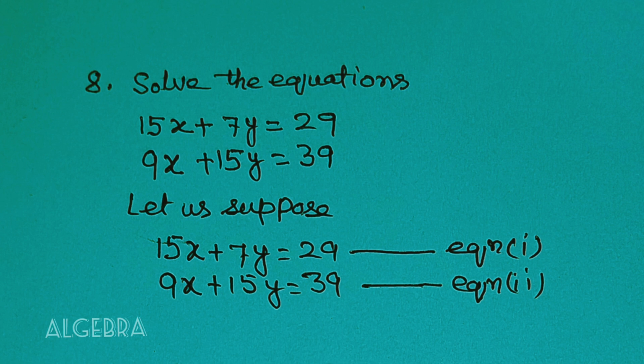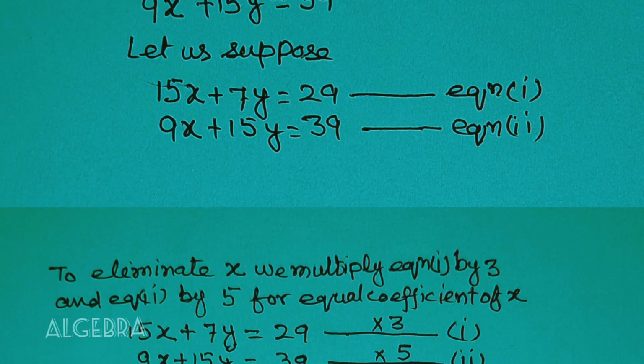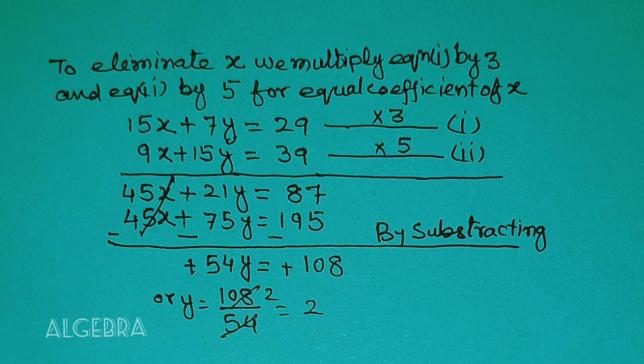8. Solve the equations 15x plus 7y is equal to 29 and 9x plus 15y is equal to 39. Let us suppose 15x plus 7y is equal to 29, equation 1, and 9x plus 15y is equal to 39, equation 2. To eliminate x, we multiply equation 1 by 3 and equation 2 by 5 for equal coefficient of x. 15x plus 7y is equal to 29 multiplied by 3. 9x plus 15y is equal to 39 multiplied by 5. So 45x plus 21y is equal to 87.